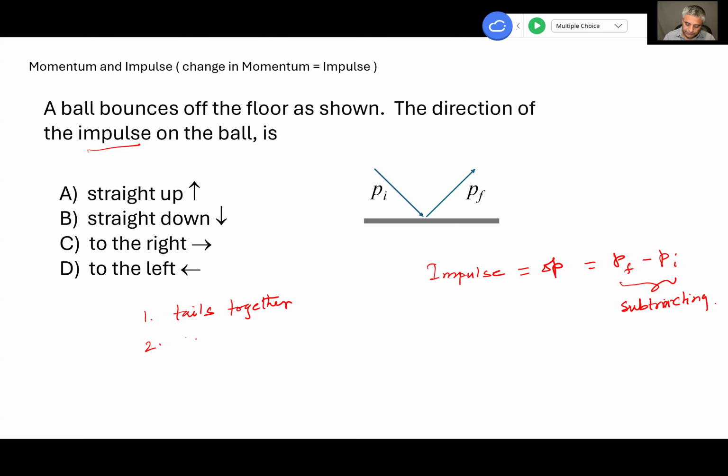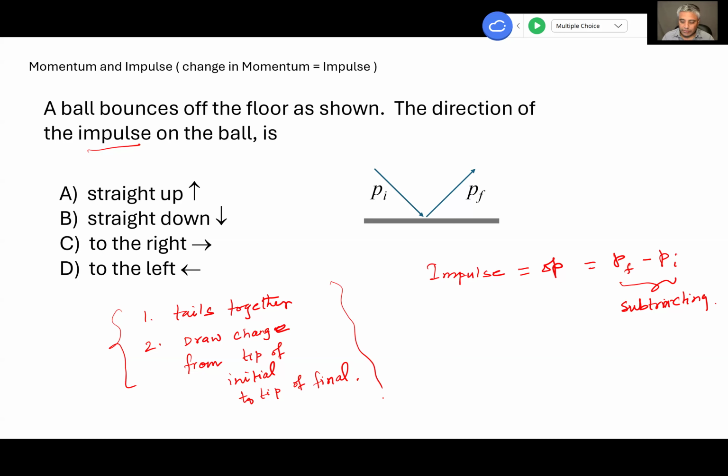And we draw the change from the tip of initial to the tip of final. So these are the two main steps, although I have written this in 3 steps in the notes. So these are two main steps.